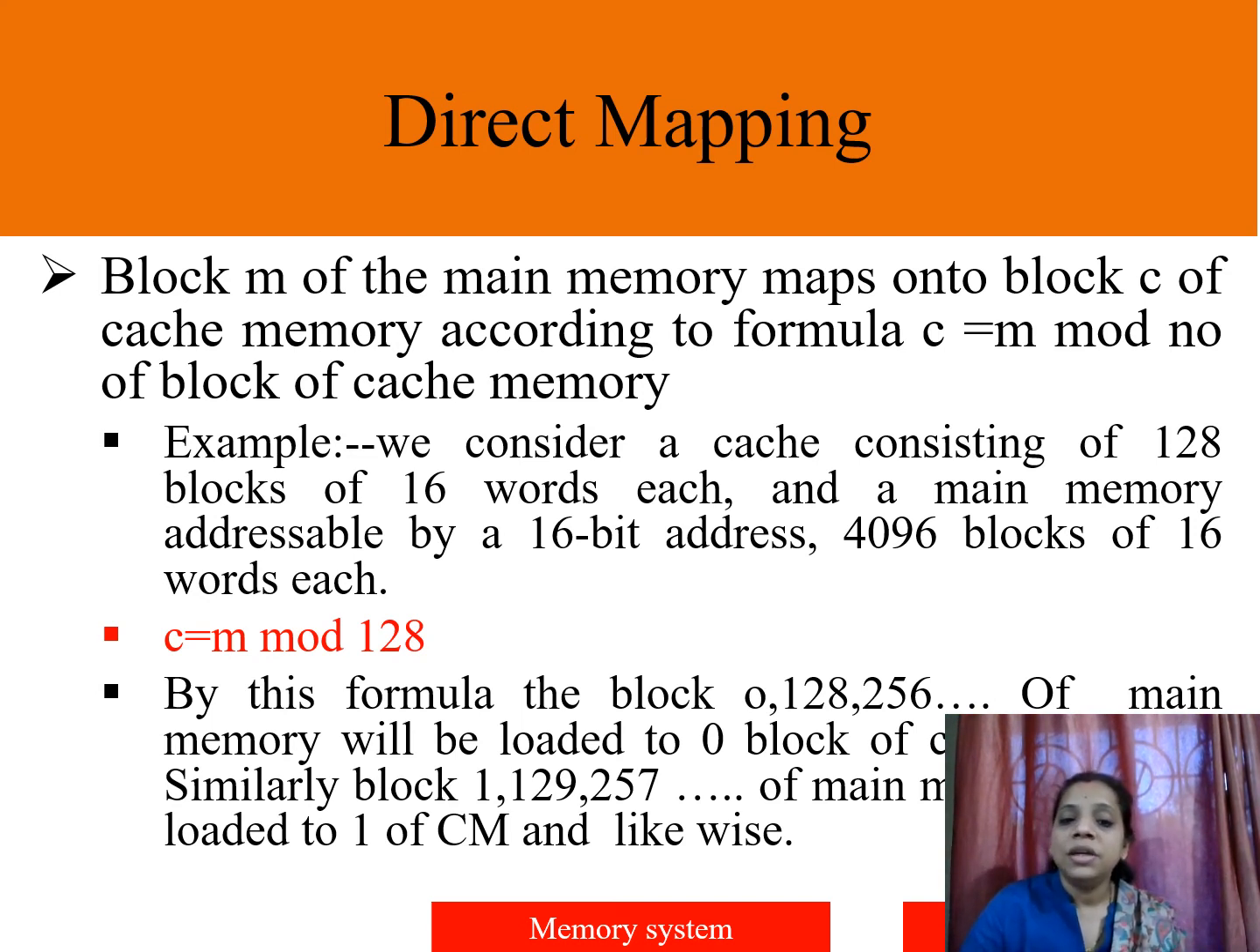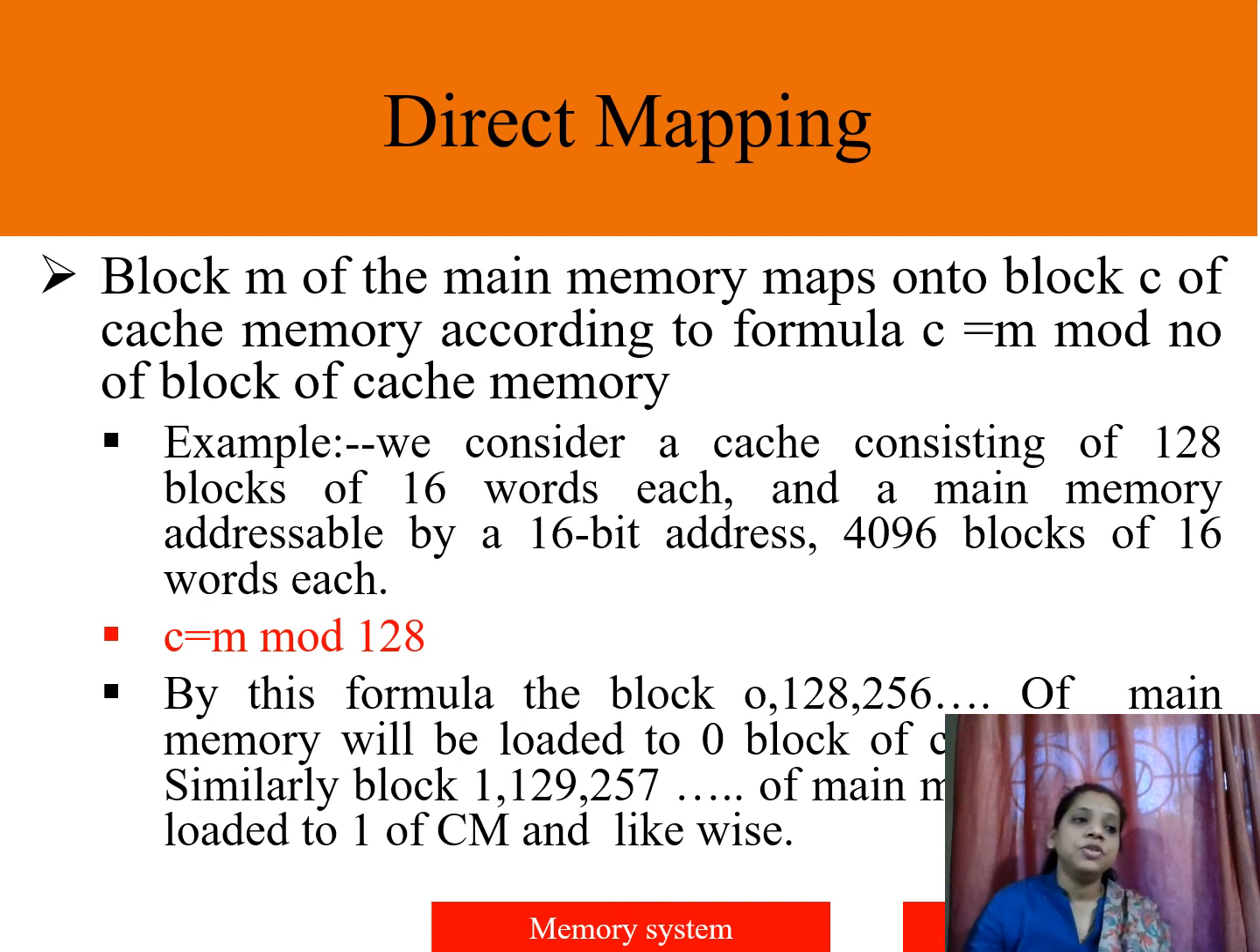Here, let's say M is the block number of the main memory. It is to be mapped to the cache memory. The question is where it should map. So there is a formula, and the formula is: C equals M mod number of blocks in the cache memory.